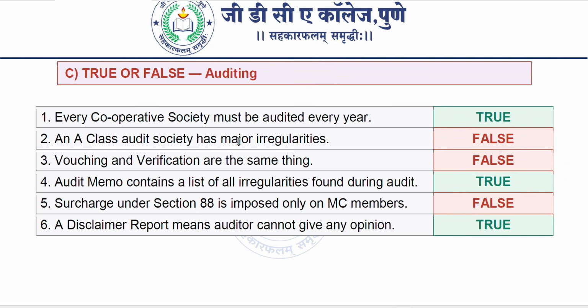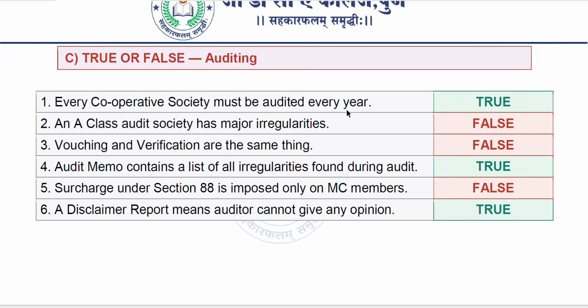True or false for audit? Every cooperative society must be audited every year. True. An A class audit society has major irregularities. False. Vouching and verification are the same thing. False. Audit memo contains a list of all irregularities found during the audit. True.